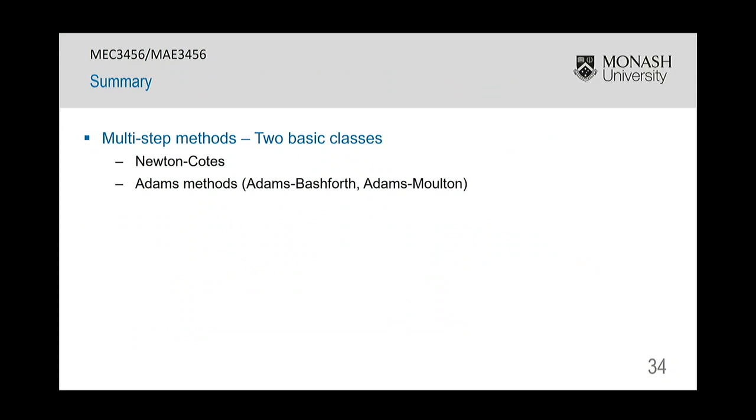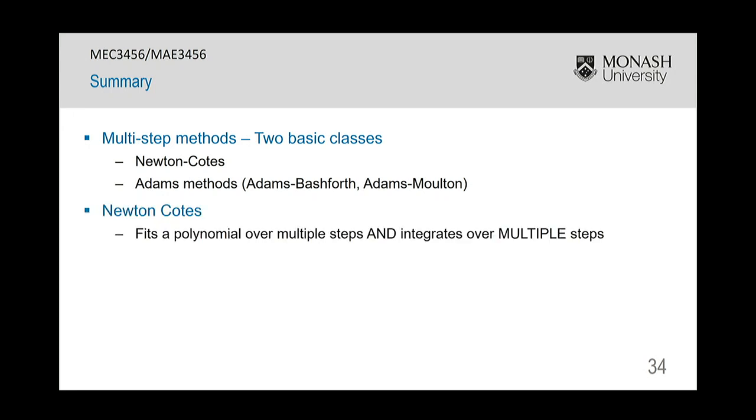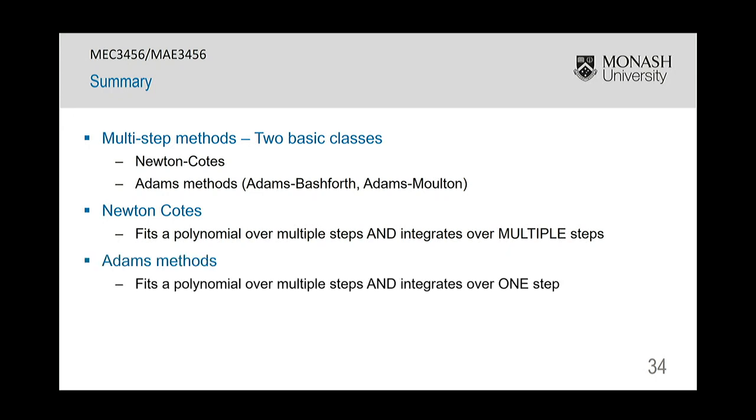So, to summarize the multi-step methods, we've looked at two different classes, the Newton-Cotes methods and the Adams methods, which involve Adams-Bashforth and Adams-Moulton. The Newton-Cotes methods fit a polynomial over multiple steps and integrate over multiple steps. The Adams methods fit a polynomial over multiple steps but only integrate over one step, the last step that we're trying to estimate. Both can be used as predictor corrector methods and probably should be.